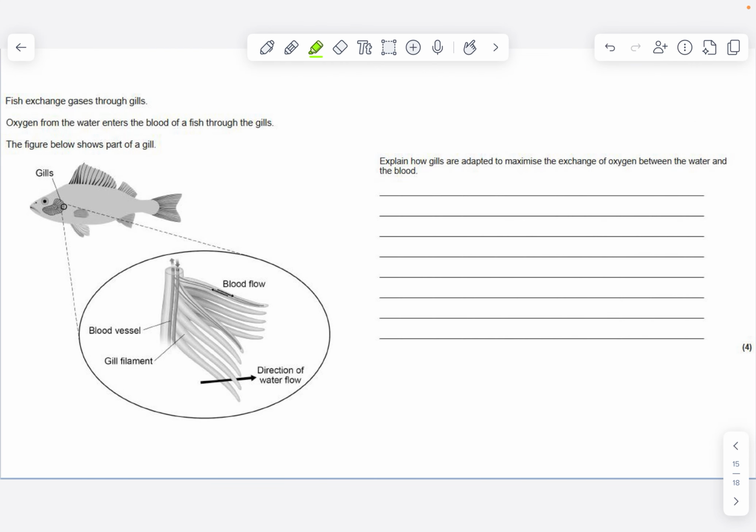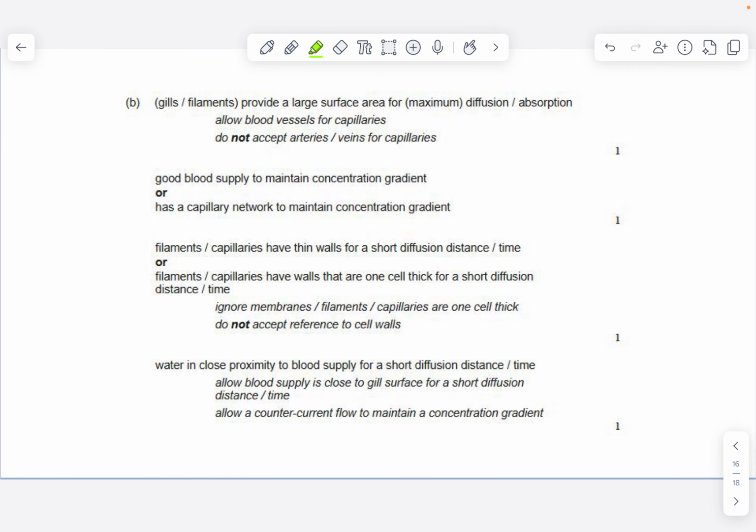Another question here then about how gills, again, use the diagram to help you. Explain how the gills will maximise exchange, so pause it and answer that question. Again, here's the mark scheme for that. You'll see there's always repeating the things you have to try and mention.